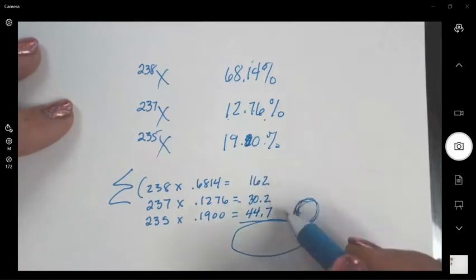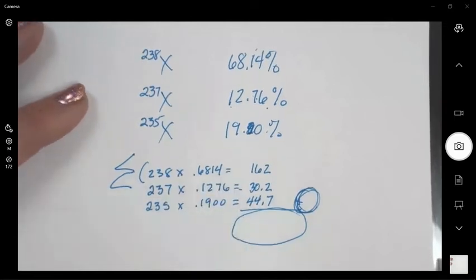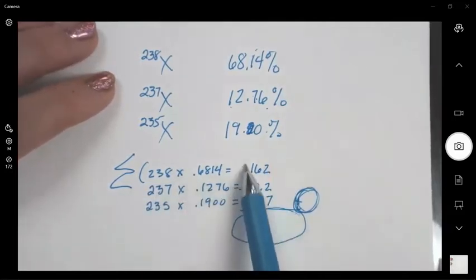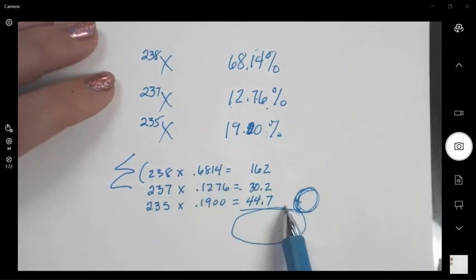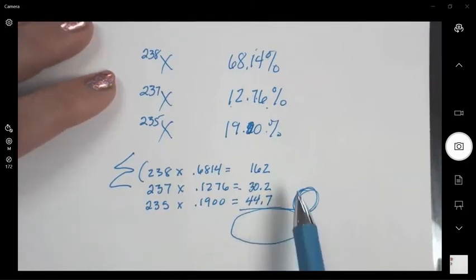Now, what are the sig fig rules for adding? Least number of sig figs is for multiplying and dividing. When you're adding or subtracting, you go with the least number of decimal places. These rules aren't going anywhere, guys. We use them all year, right? So between 162, 30.2, and 44.7, what's the least number of decimal places? Yeah, none.